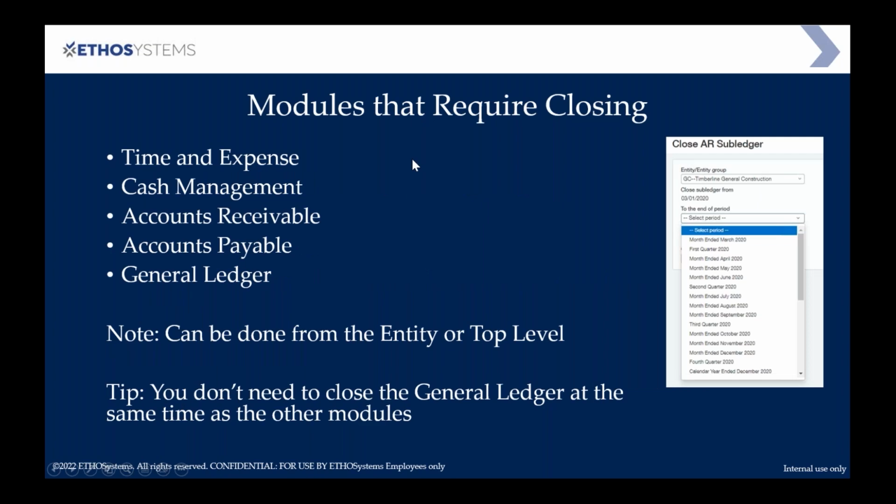So the question is, which modules require closing within Sage Intacct? These are the five that require a closing: time and expense, cash management, AR, and AP, and then general ledger. Most people close the time and expense, cash management, AR, and AP on a monthly basis, or you should be closing those on a monthly basis. General ledger people have a tendency to leave that open a lot longer.